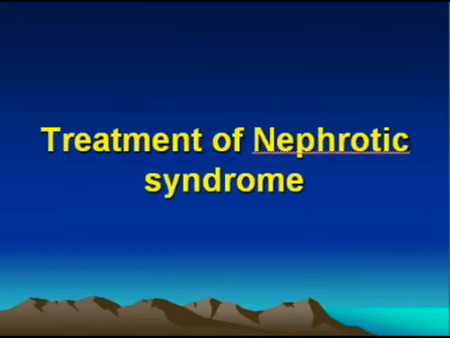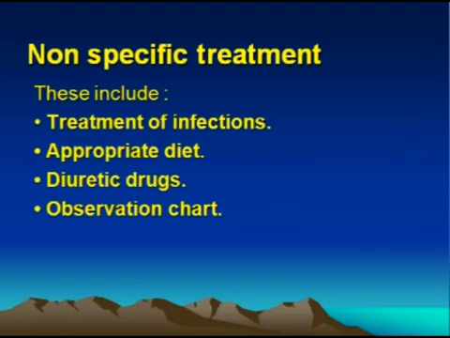Treatment of nephrotic syndrome. We have two types of treatment, either specific or non-specific treatment. The non-specific treatment includes treatment of infection, as mentioned previously, appropriate diet, diuretics, and observation chart.